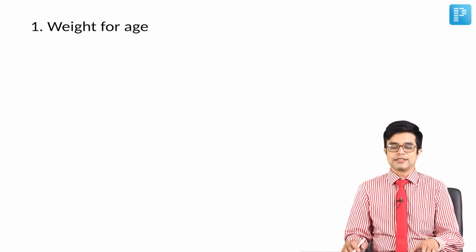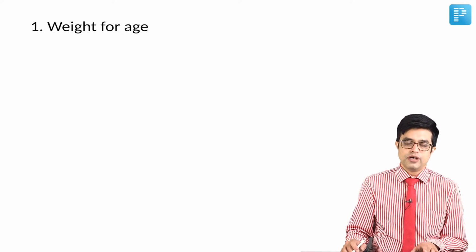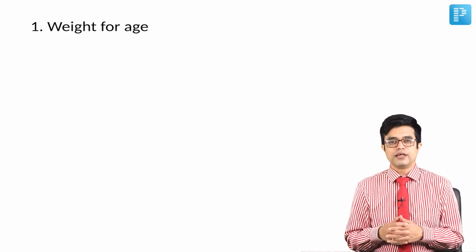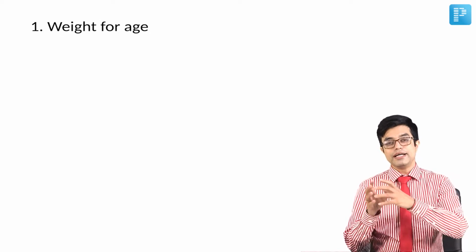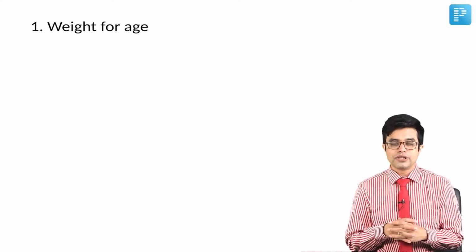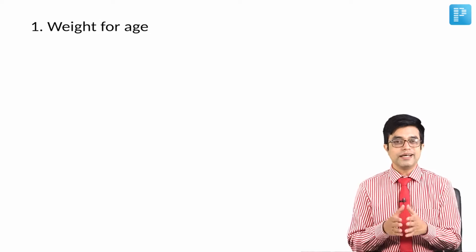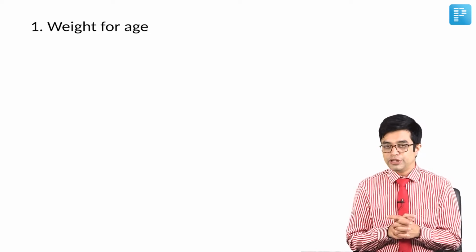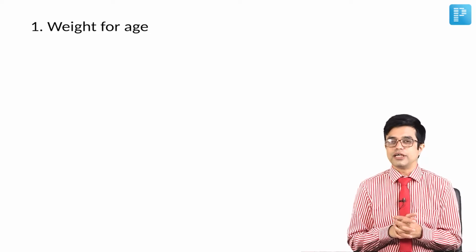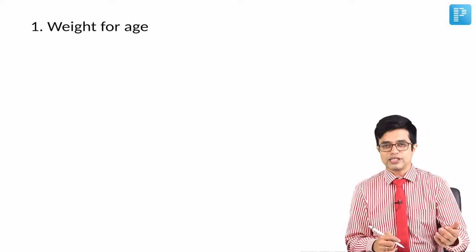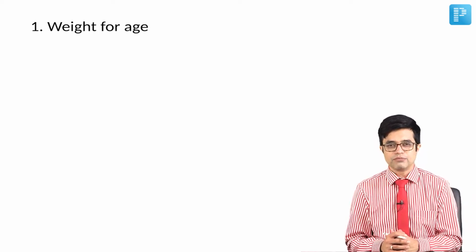The first thing we'll be discussing is weight for age. What is weight for age? You look at the actual weight of a child, then you look at the ideal weight at that age and compare the two, you get weight for age. It is an age dependent index. You need to know accurately the age of the child to calculate this weight for age. You can take the help of Weech's formulas, which we have discussed in the previous module.